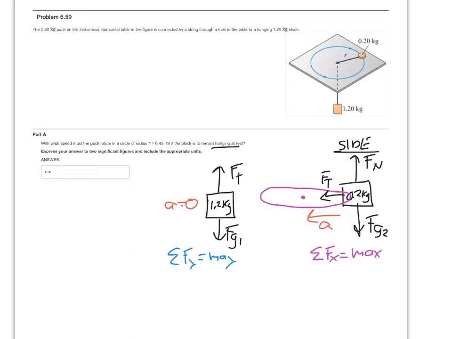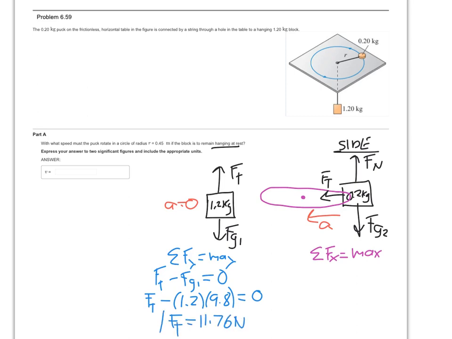So I'm going to set up my max and may here for both objects, starting with the hanging mass. So I have for that Ft minus Fg1 equals 0 because it's not accelerating. So Ft minus the mass of it, 1.2, times my acceleration, 9.8, equals 0. So my tension here is just going to be 11.76 newtons.